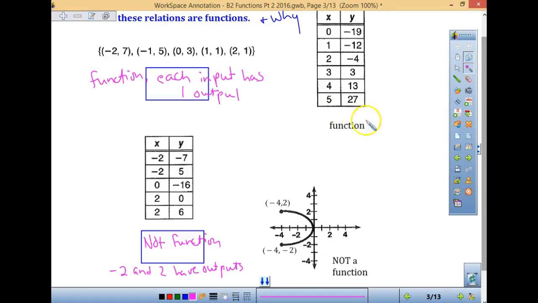What are our reasons? Here, each input has one output. That's the easiest reason you can always put down. That is our definition of a function. And here, if we notice negative 4 has two outputs, we could see at 2 it has two outputs. You could also say it does not pass that vertical line test, if I could draw a vertical line. So not a function. Two reasons. Doesn't pass the vertical line test. So we could put that down. It doesn't pass the vertical line test.